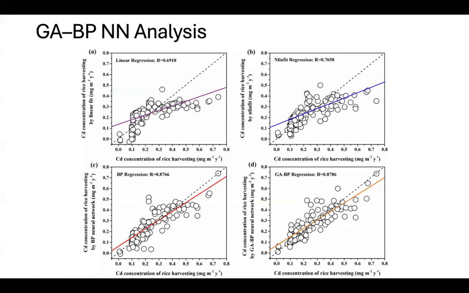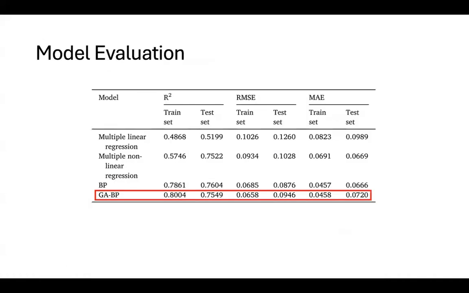This visual shows you that the predicted regression values of the GABP model closely match the actual data as opposed to the other models that were tested within this study. These evaluation metrics show that the GABP model had an R-squared value very close to 1 and low RMSE and MAE values, meaning that this model is a good fit for the data.